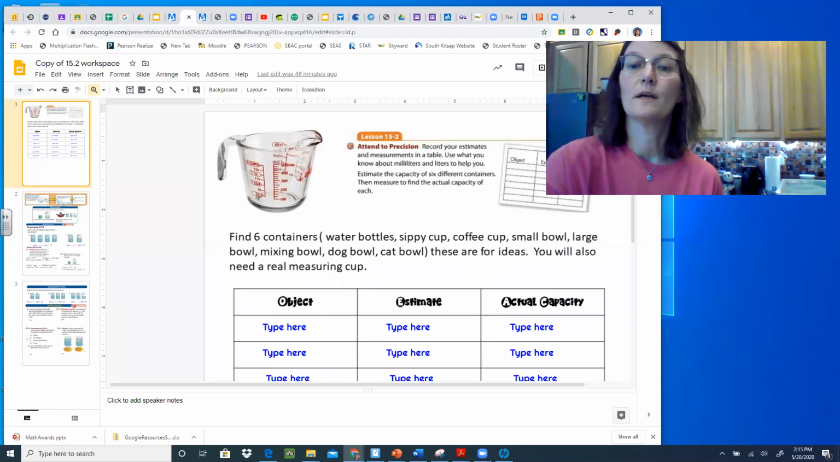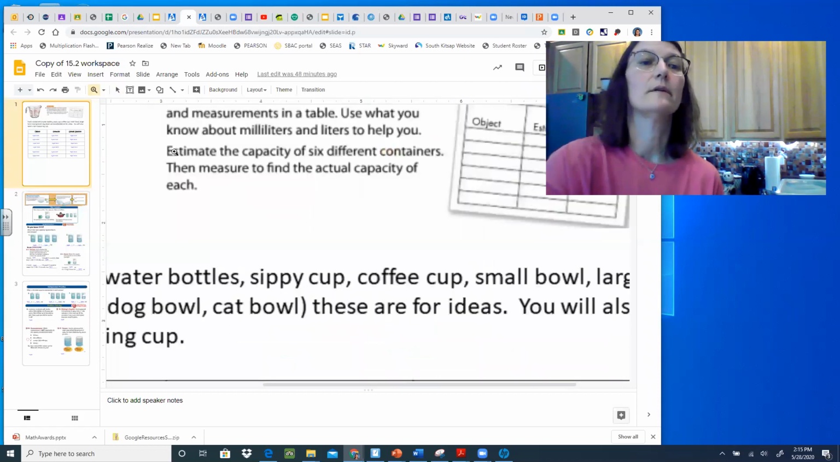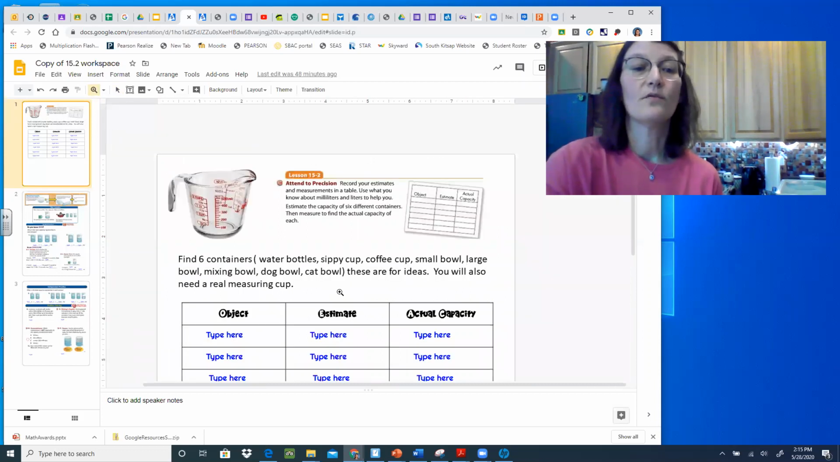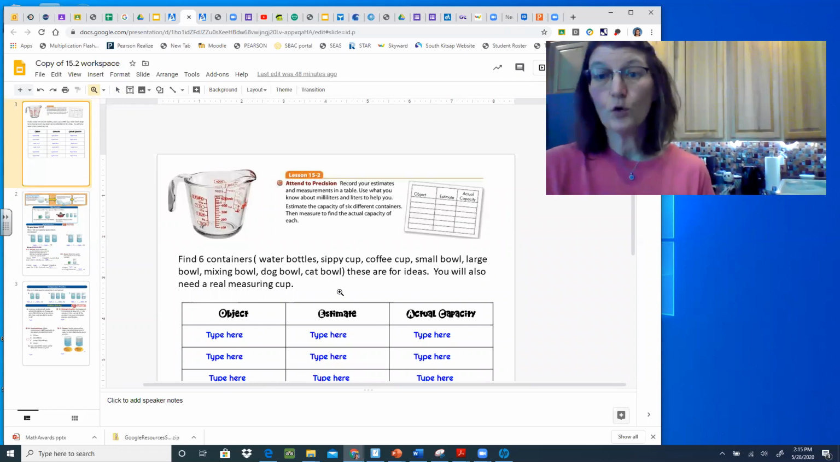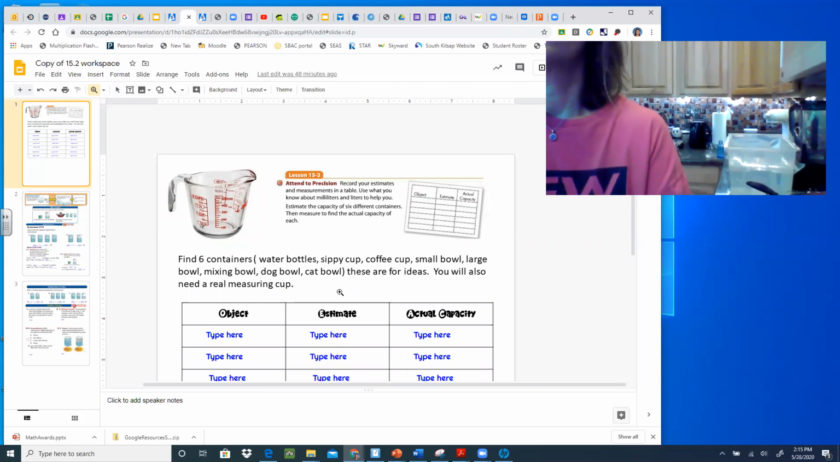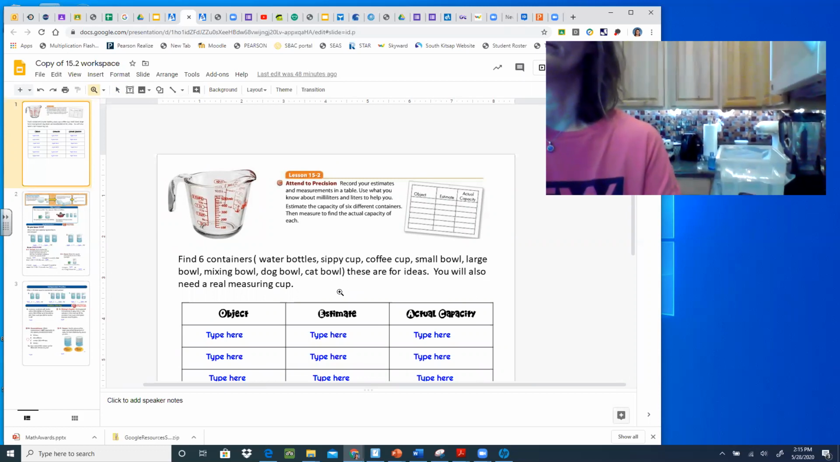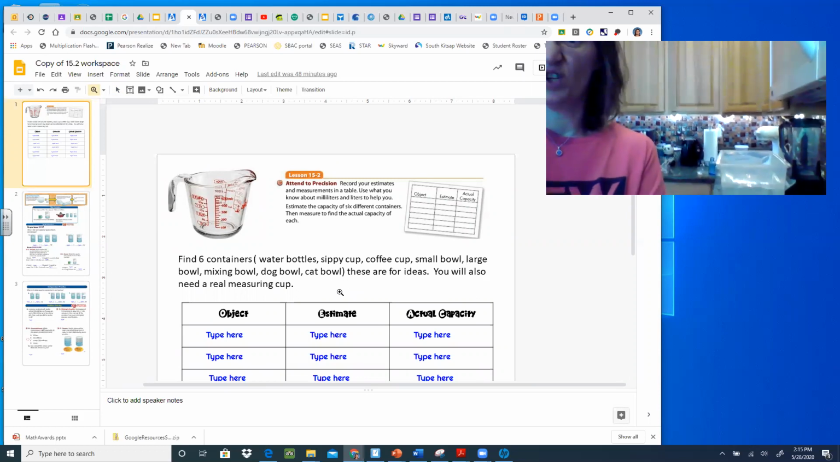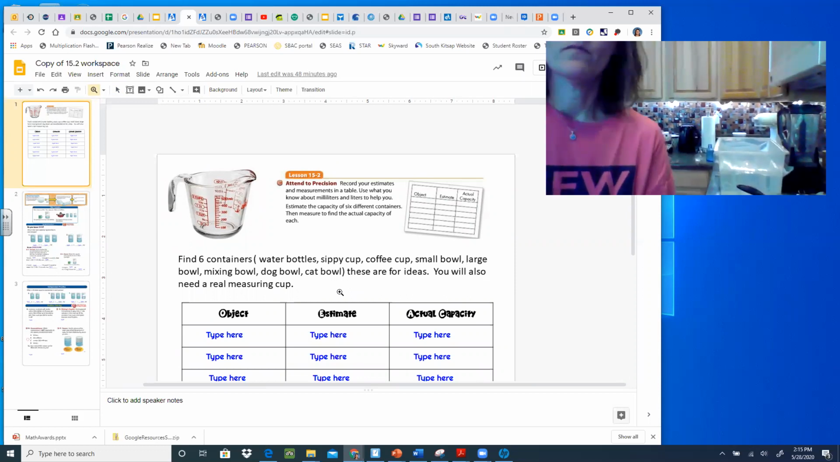So I'm going to move my thingy up here. Whoopsie, didn't mean to do that. Let's go back to 100%. So find 6 containers. I'm going to show you the containers that I rifled. We'll see how good the video goes.